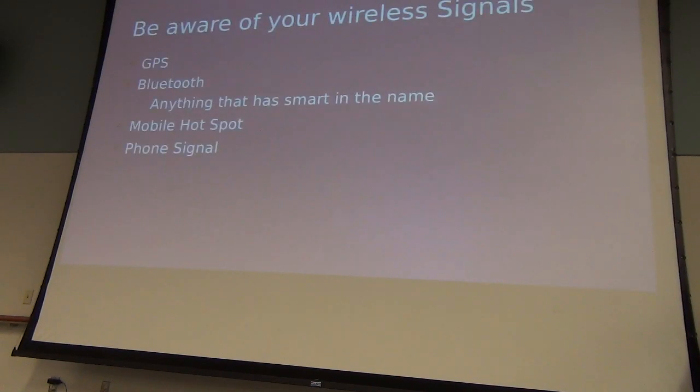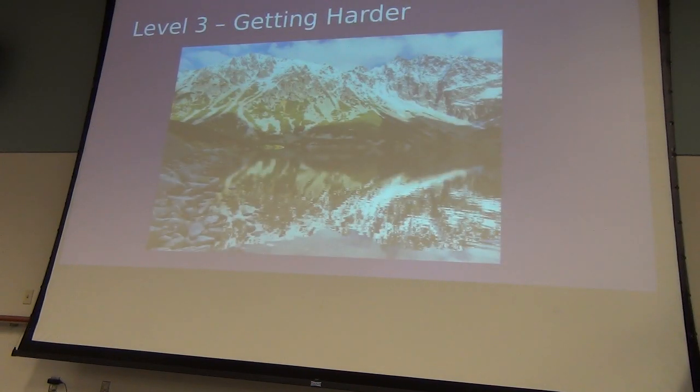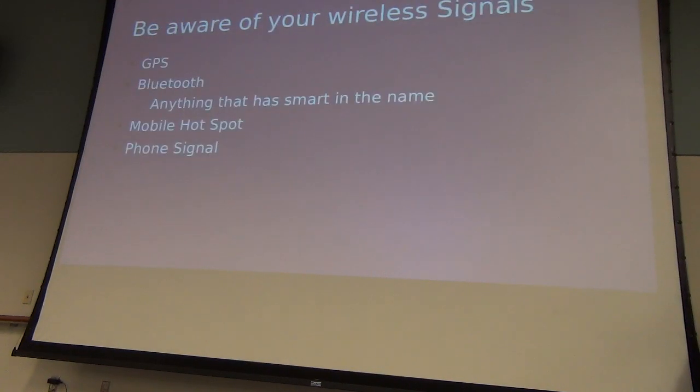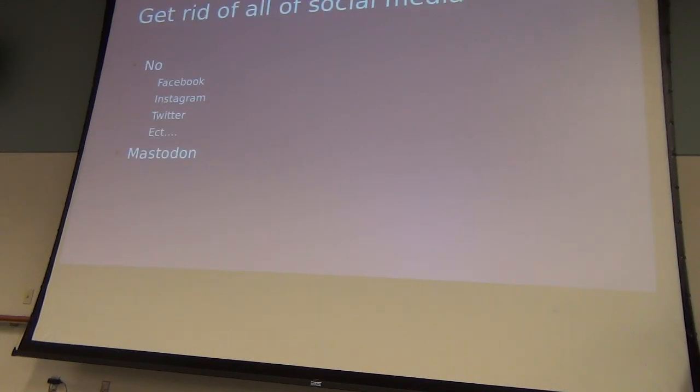Level 3, getting a little bit harder here. This is stuff where people might not necessarily even want to do this kind of stuff to remain anonymous online. I'm just going to start talking about GPS and Bluetooth, anything wireless that gives out wireless information, you want to kind of stop using. You also want to get rid of all your social media.